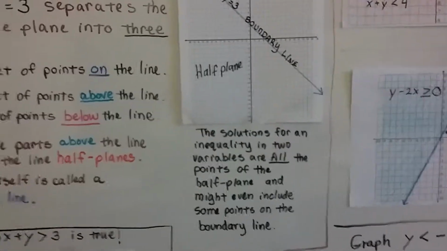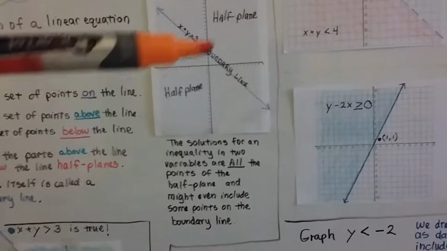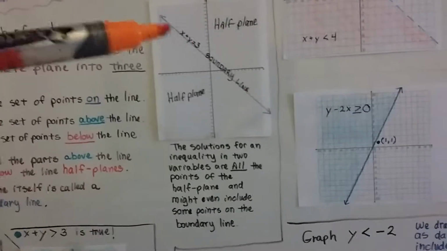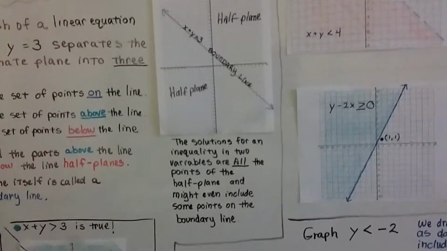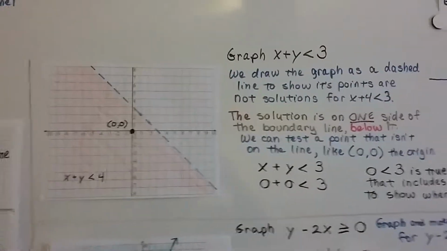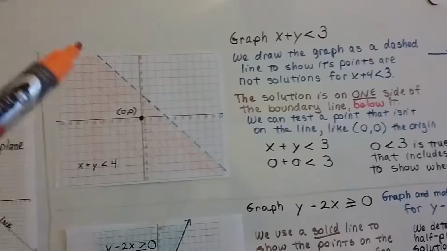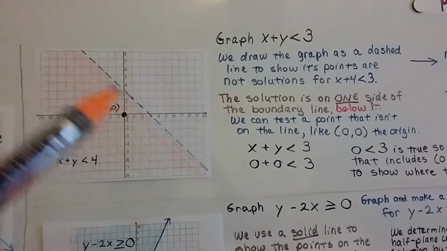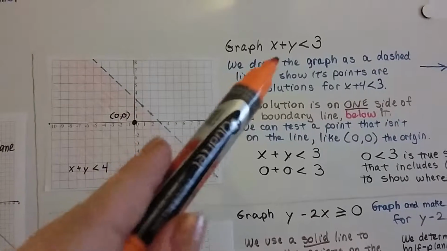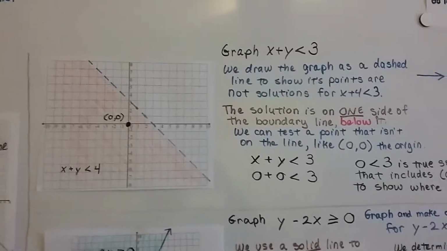So the solutions for an inequality in two variables are all the points on the half plane, which might even include some points on the boundary line. So look at this one. It says graph x plus y is less than 3. So we draw the graph as a dashed line. That shows that the points that are on this line are not solutions for x plus y is less than 3. That's what the dashed line means.